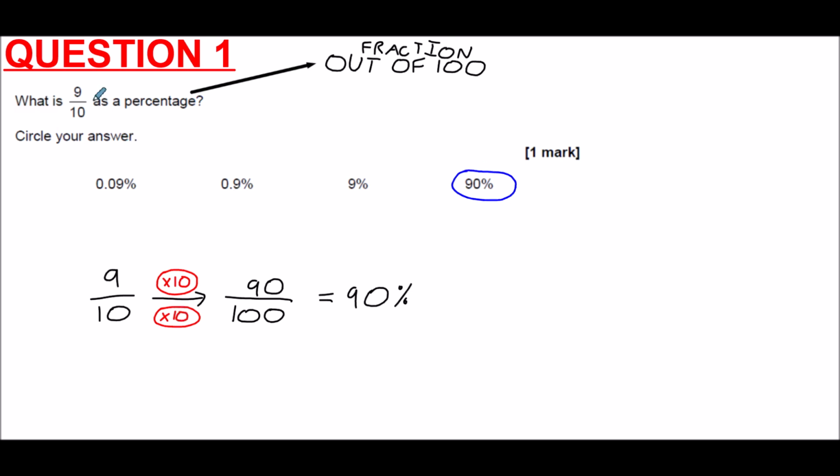Again, if you think about it in a different way, 9/10 is definitely more than half. Half as a percentage is 50. This is the only one which is over 50%. This is really the only one it could be. So question 1, you should find that hopefully pretty straightforward.